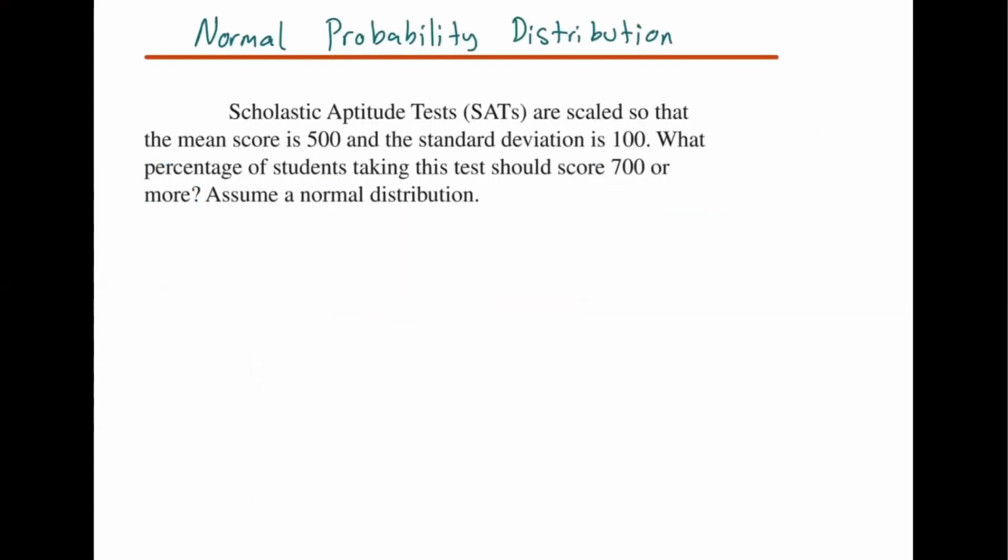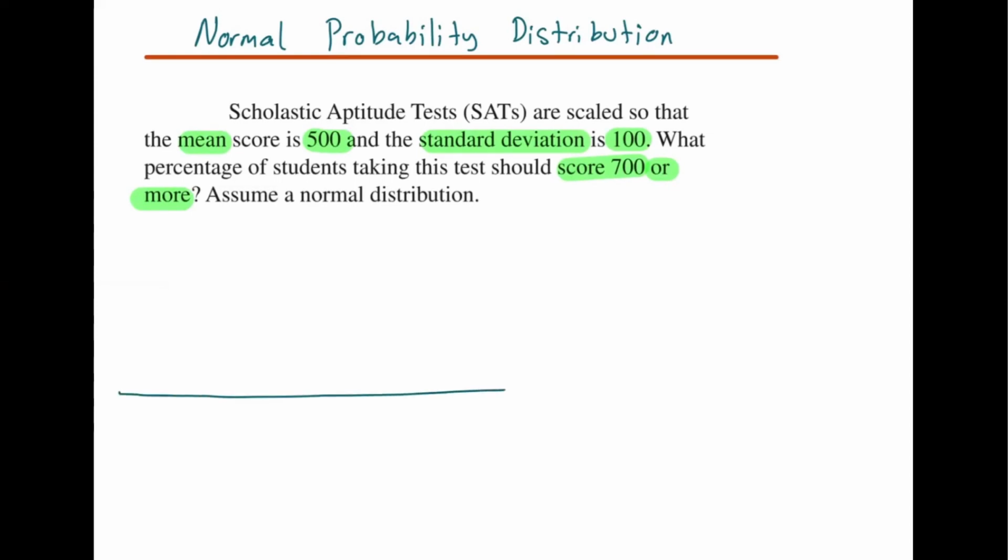Okay, so for this example, Scholastic Aptitude Test SATs are scaled so that the mean score is 500. I'm going to highlight this. This is important. And the standard deviation is 100. What percentage, meaning what is the probability of students taking this test should score 700 or more? So meaning 700 and greater. Assume a normal distribution. All right, so let's go ahead and draw the normal curve.